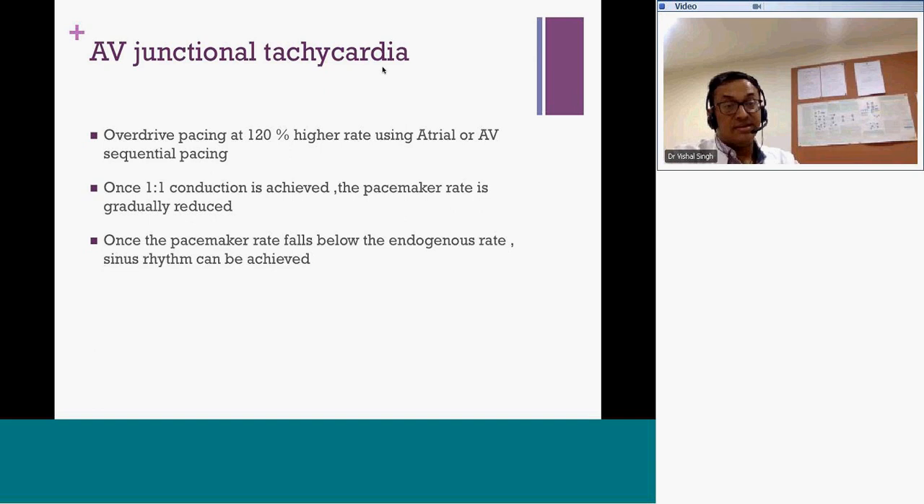But always, in AV junctional tachycardia, the primary checklist of volume, electrolytes, and temperature has to be sorted out much before you look at all these things. Once 1:1 conduction is achieved, the pacemaker rate is gradually reduced. Once the pacemaker rate falls below the endogenous rate, sinus rhythm can be achieved.